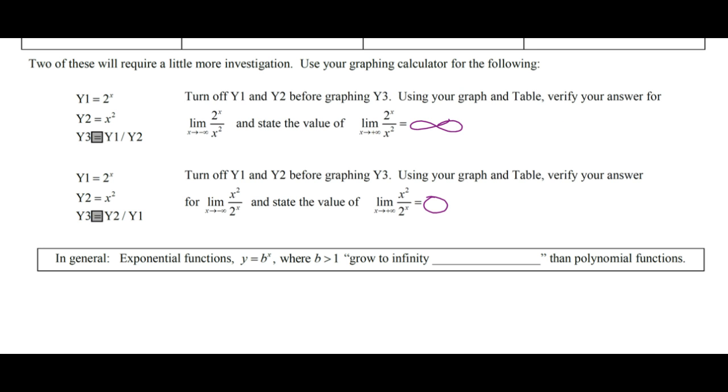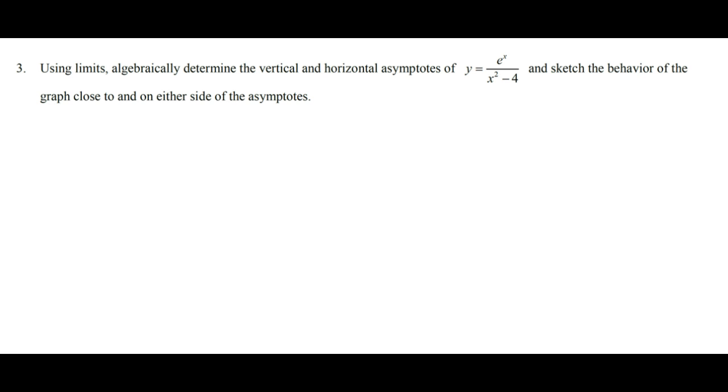So in general, exponential functions, where b is greater than 1, grow to infinity faster than polynomial functions. Faster, stronger, higher. Or is that Citius, Altius, Fortius? I think it's the Olympic motto. Oh, I thought you were doing the Kanye West song. Well, he stole it from the Olympic motto.